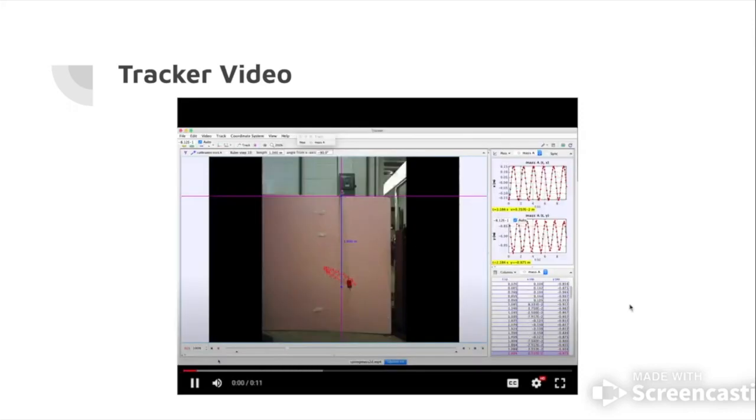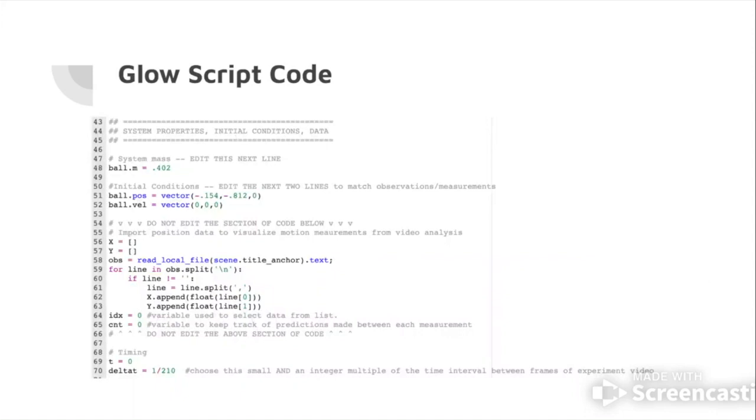So this is the Tracker video. I tracked the movement of the object hanging from the spring and uploaded the tracked values into a CSV file to upload into my GlowScript code. And here is the GlowScript code.